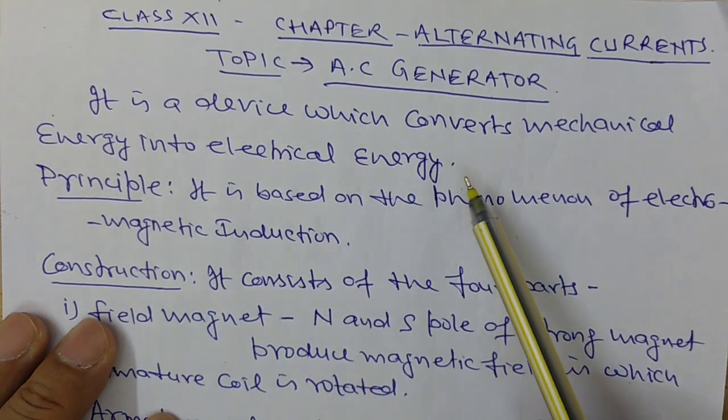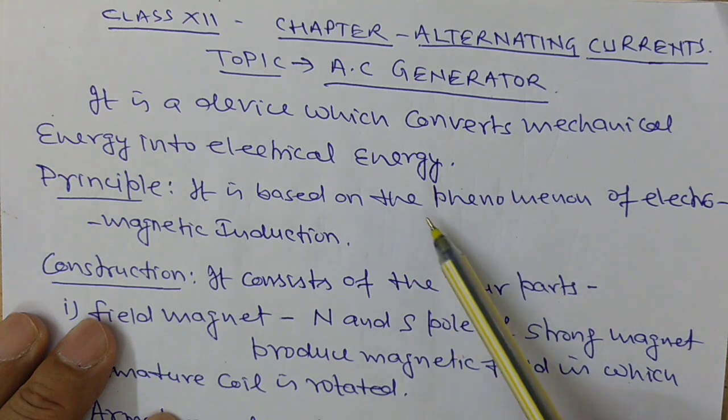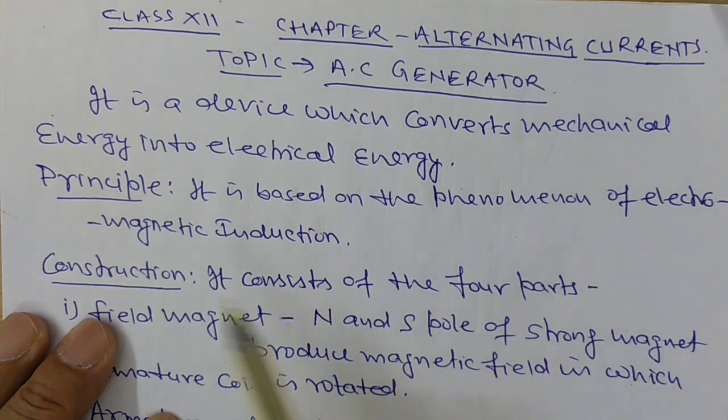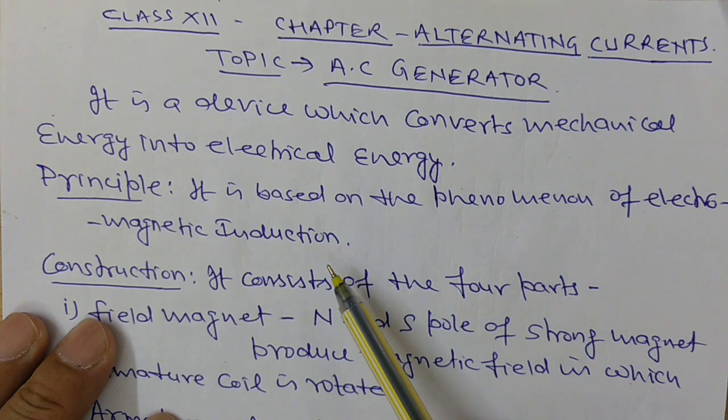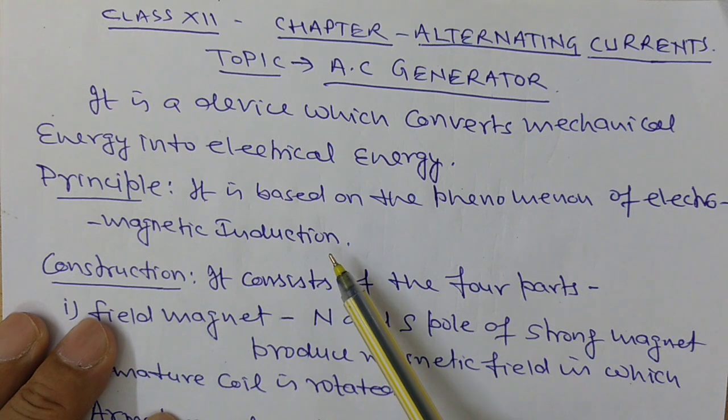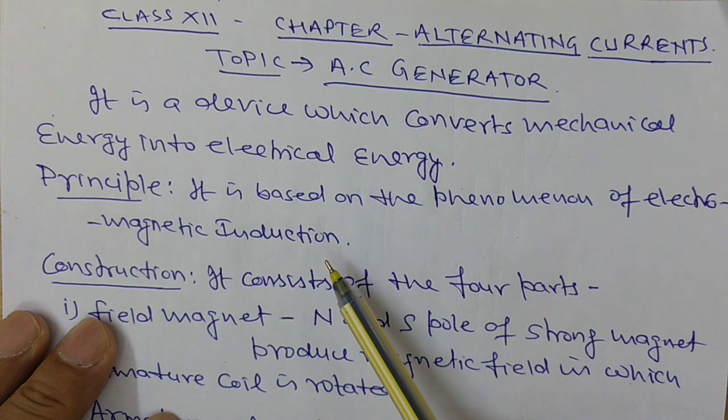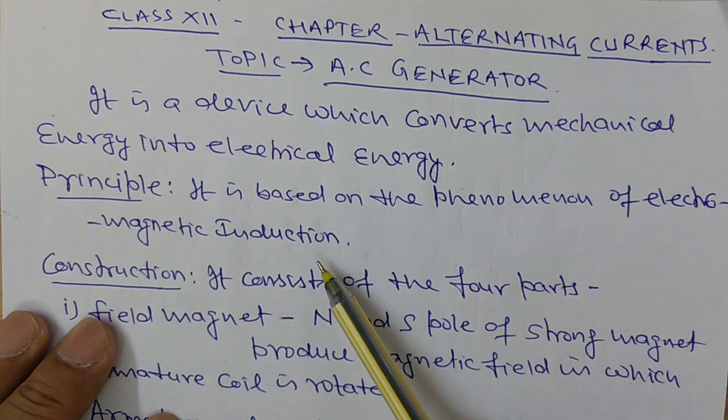Now, principle. This AC generator is based on the phenomenon of electromagnetic induction. इलेक्ट्रोमैग्नेटिक इंडक्शन पर बेस है. And what is this electromagnetic induction? You know, whenever magnetic flux linked with the coil changes, an induced EMF will be produced in it, and it lasts so long as change in magnetic flux continues.